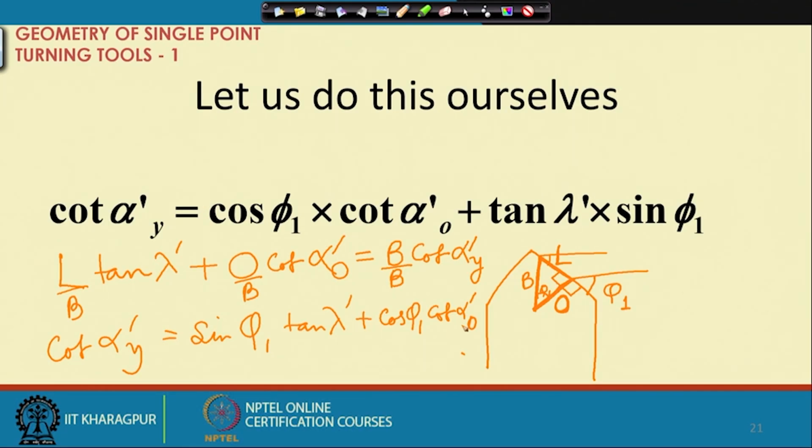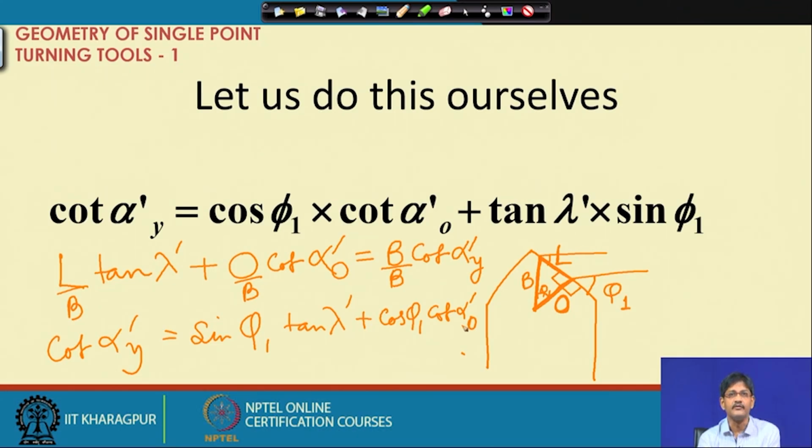So, after this we will also have some discussion on another system which is used for grinding of different tools, which is called the maximum rake system, and after that you will be having full confidence to convert from one system to another.